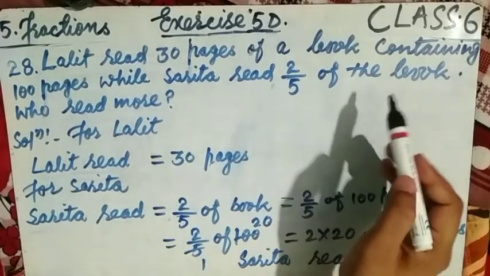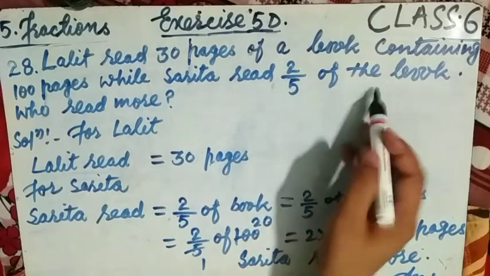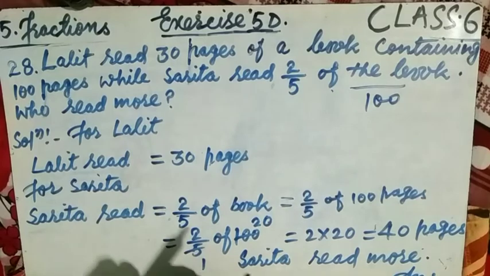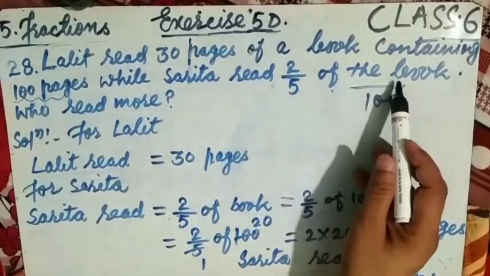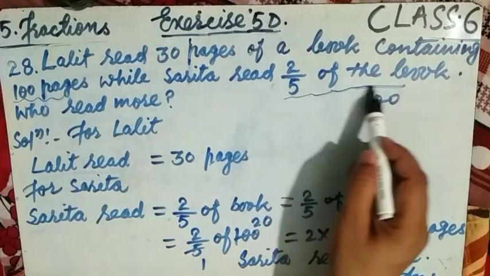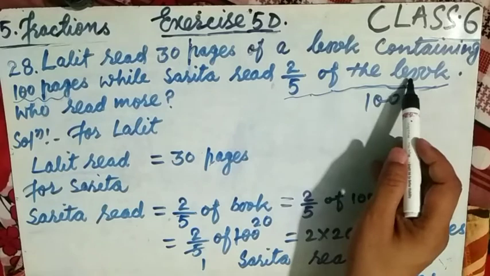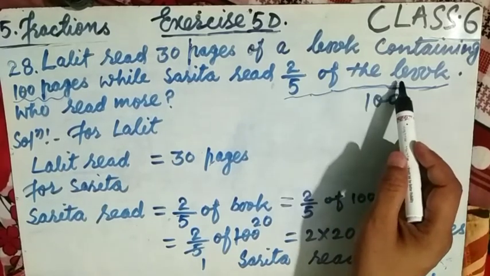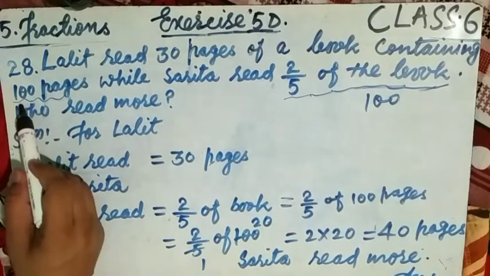Now the next one is given: Sarita read 2 by 5 of the book. 2 by 5 of the book means 2 by 5 of the 100 pages, because one book containing 100 pages is given. Here is the clue point, the turning point: 2 by 5 of the book means 100 pages, because this book contains 100 pages.